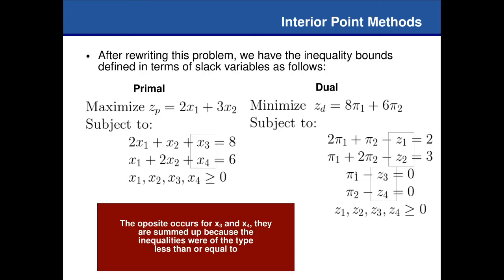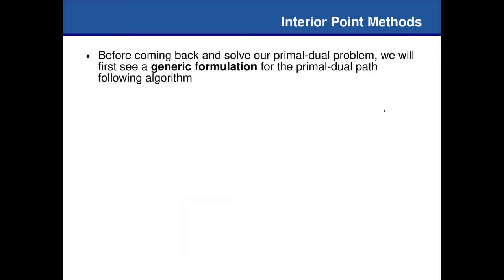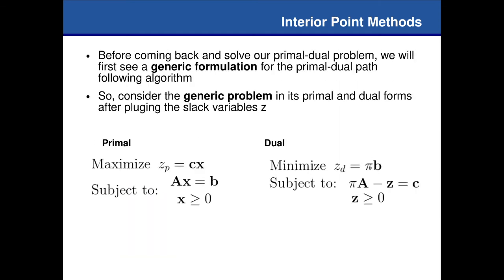And on this side, we have the same, of course. 8 and 6 for my coefficients. Take a look, 8 and 6 will be my B. Pi will contain pi 1 and pi 2 because Z is just a different set, as you can see.